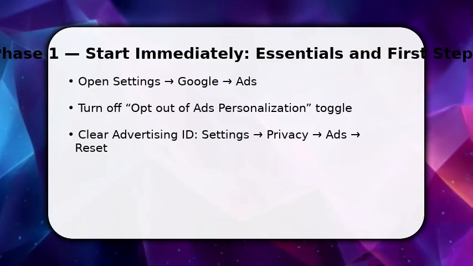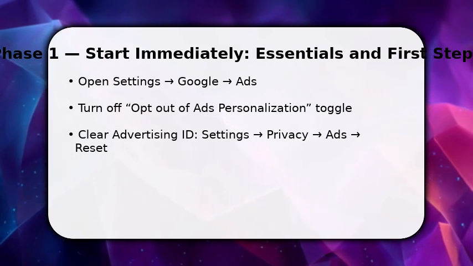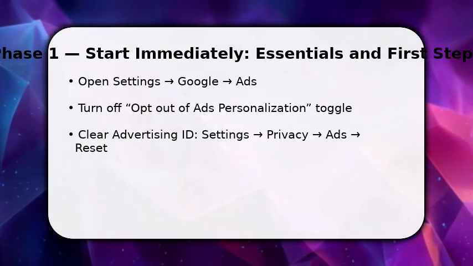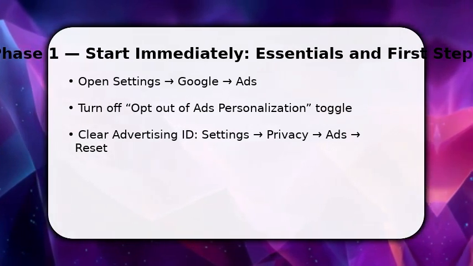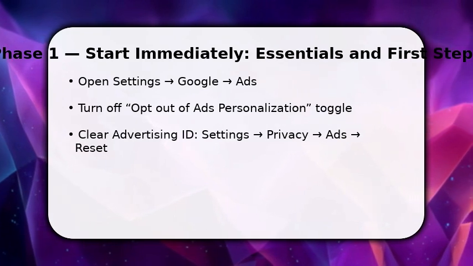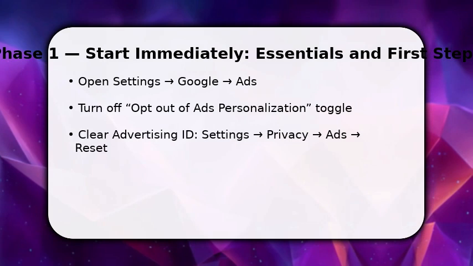You start by cutting personalization at the source. This reduces targeted Google ads. Open Settings, tap Google then Ads, and toggle off Opt-out of Ads personalization so apps can't tie ads to your ID. Once done, reset your advertising ID to break existing profiles.